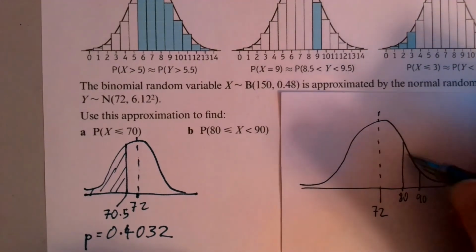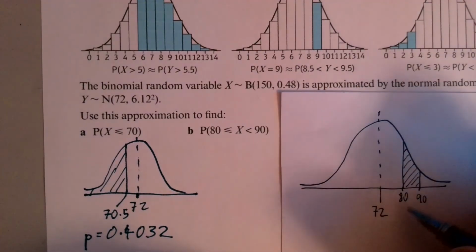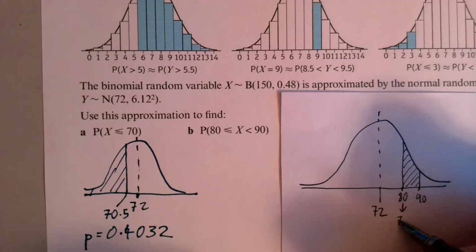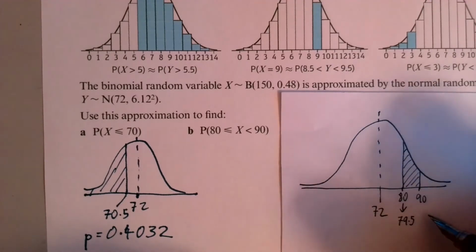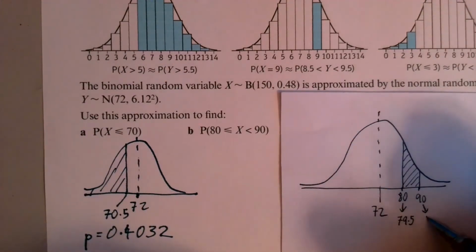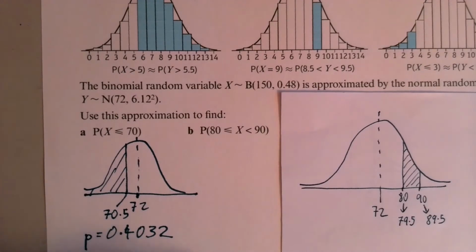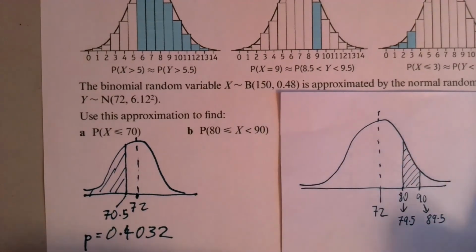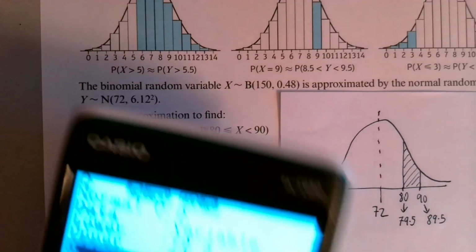Some of you are probably thinking, but we don't want exactly 80 and 90. And you're right, we don't want exactly 80 and 90. We want to include 80, which means we need to go a bit bigger there. So we need to go down to 79.5. But we don't want to include 90. So we need to take that down to 89.5 so that we don't include that bit in there as well. And then that's what we're going to be popping into the calculator.